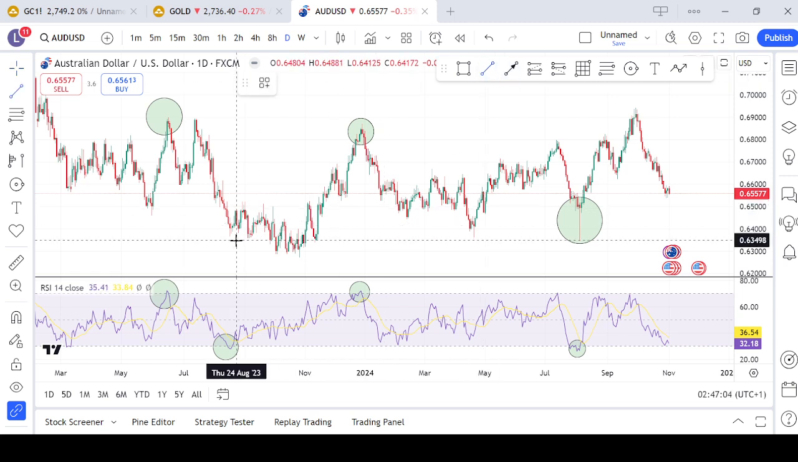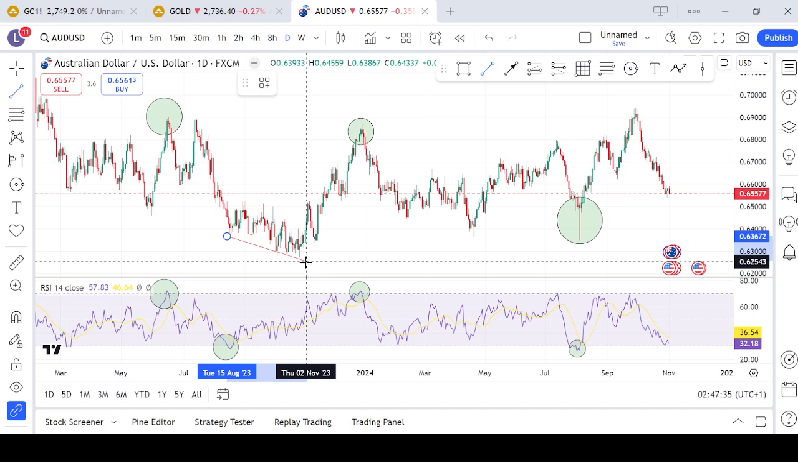A bullish divergence occurs when the price makes a lower low but the RSI forms a higher low. This suggests that the bearish momentum is weakening and a price reversal to the upside may be likely. Conversely, a bearish divergence happens when price makes a higher high but the RSI creates a lower high, indicating that the bullish momentum is waning and a price reversal to the downside may be imminent.